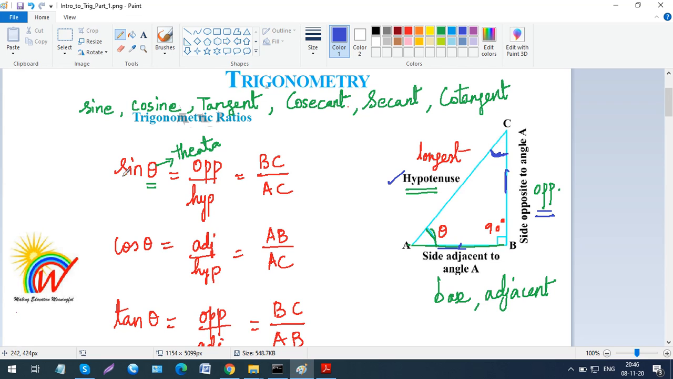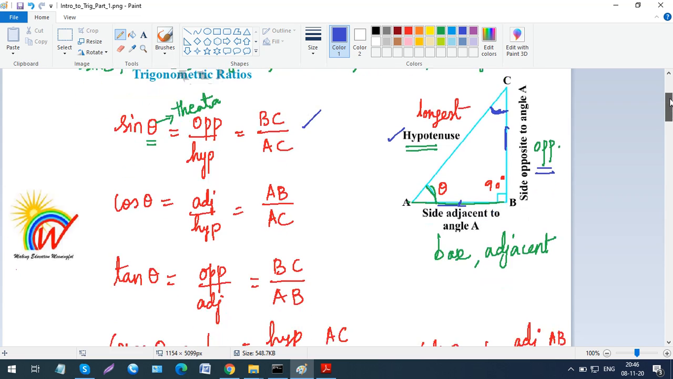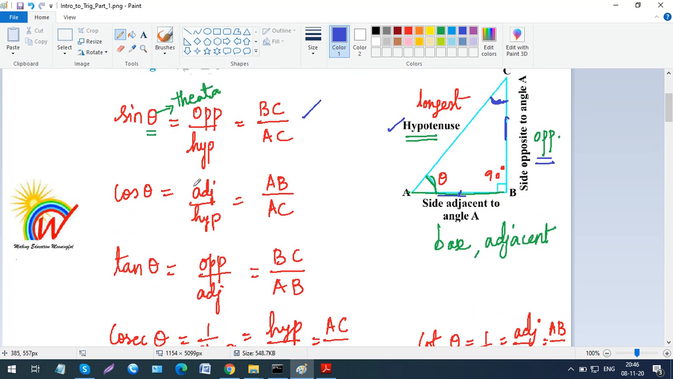So if I ask you what is sine theta, the opposite is BC divided by AC. This is the formula. So opposite over hypotenuse is what you have to remember. And so you can even remember it as SOH, that is sine equals opposite over hypotenuse.